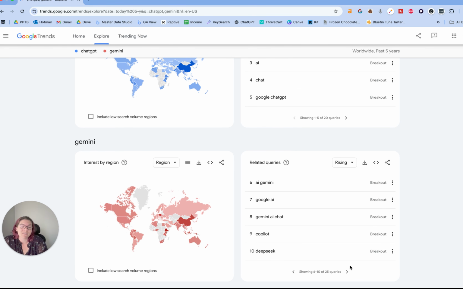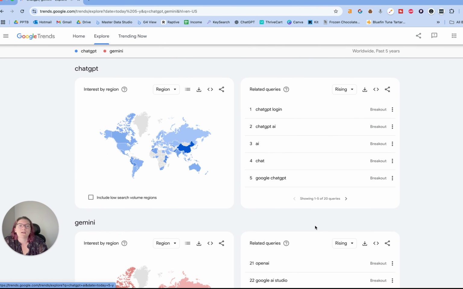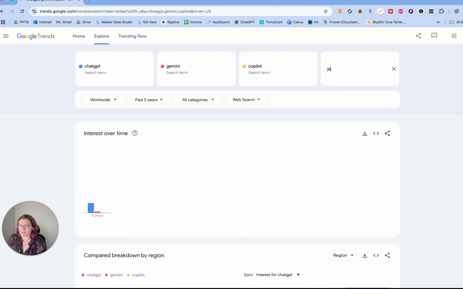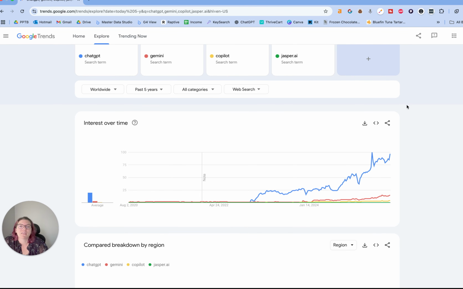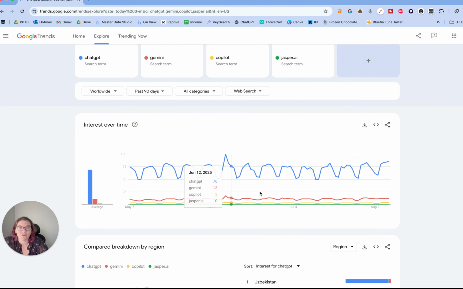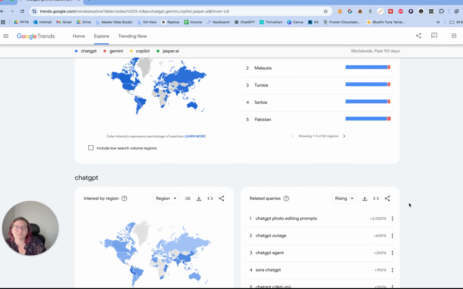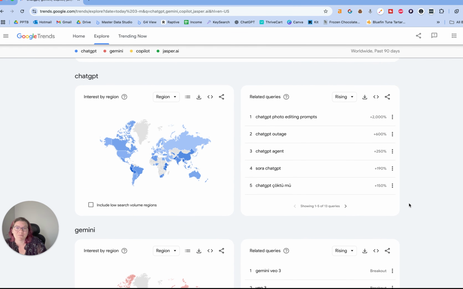And you can see for Gemini, it's a little bit different. We have Copilot and DeepSeek and Perplexity showing up, and then some specific Gemini sides of things here. Whereas for ChatGPT, it stays with what we had before because those are the related things for ChatGPT. And you can keep comparing. I could add in Copilot as well if I want to. I could add in Jasper AI, and then we'll see trends for all of these things over this period. And I can even do it for the past 90 days. And then that'll give us slightly higher graphs to see what's happening in this period. Not surprised, ChatGPT is absolutely dominating, but just something to keep in mind.